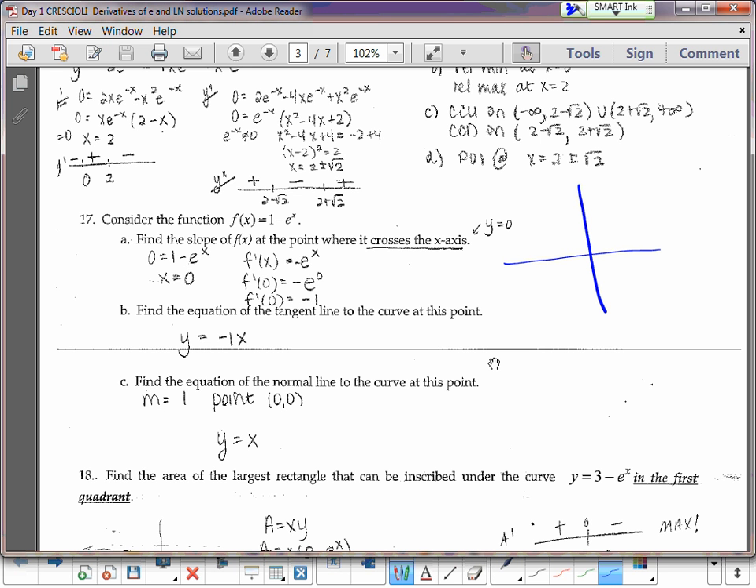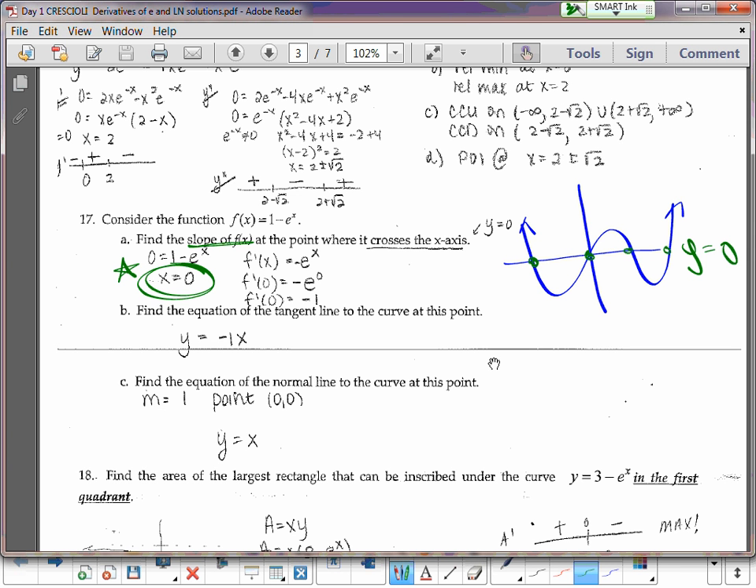Any function that crosses the x-axis is going to be where my y value is 0. So where it crosses the x-axis is where my function is 0. So that's what's happening over here. And we see that occurs at x equal to 0. So what I'm really trying to find is my derivative, the slope, at x equal to 0. So when I do my derivative, I get negative e to the x, and then the derivative at 0 is just negative 1.